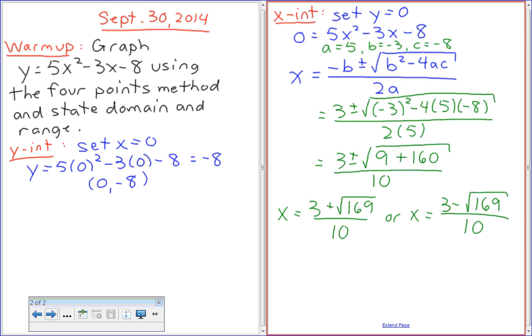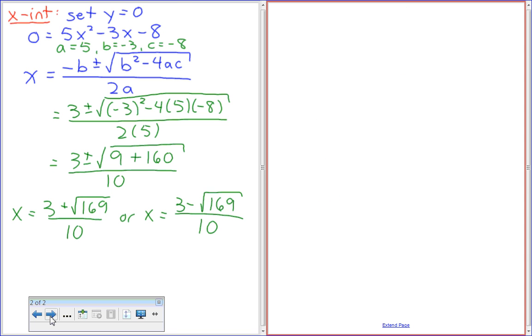All right, Riley, what is the square root of 169, please? Good. So x equals 3 plus 13 over 10, or x equals 3 minus 13 over 10. Now, just so you guys are aware in the future, not that you care, I'm going to tell you anyway. As soon as you see a perfect square root like that, that tells you that you could have factored. But you guys didn't want to factor, that's okay. You could have actually factored that, multiplies to negative 40.